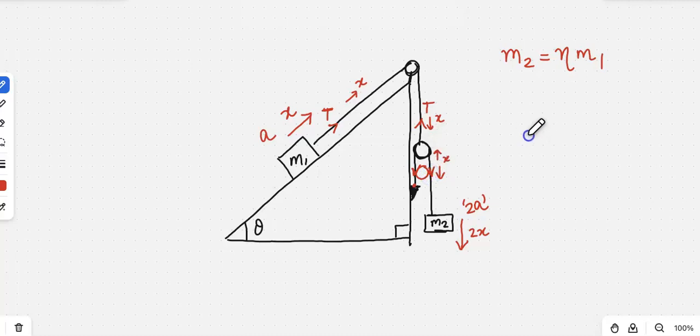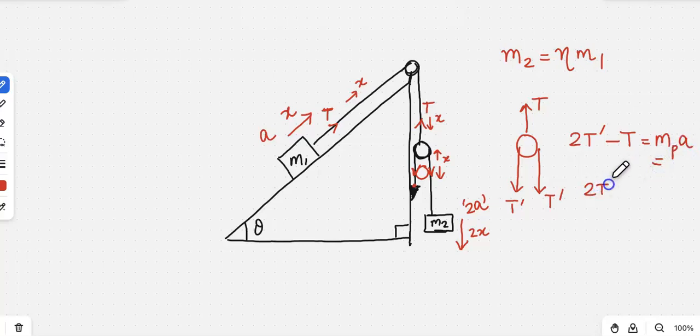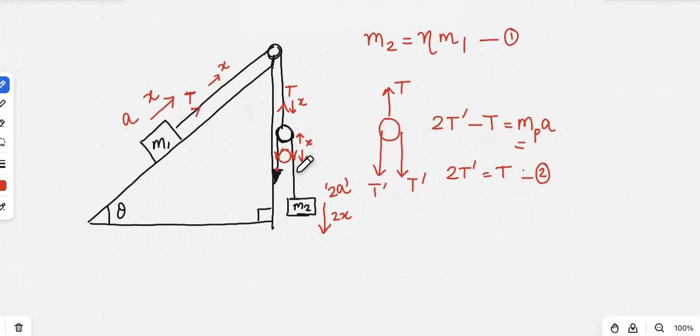So let me draw the free body diagram of this movable pulley. This is upward tension T and downward tension is T dash, and this is also T dash because both are the same string. So here you can see 2T dash downwards minus T is equal to mass of the pulley times acceleration. Now the pulley is massless, so I can say 2T dash is equal to T. This is my another equation. This is my first equation. So let's find out the acceleration.